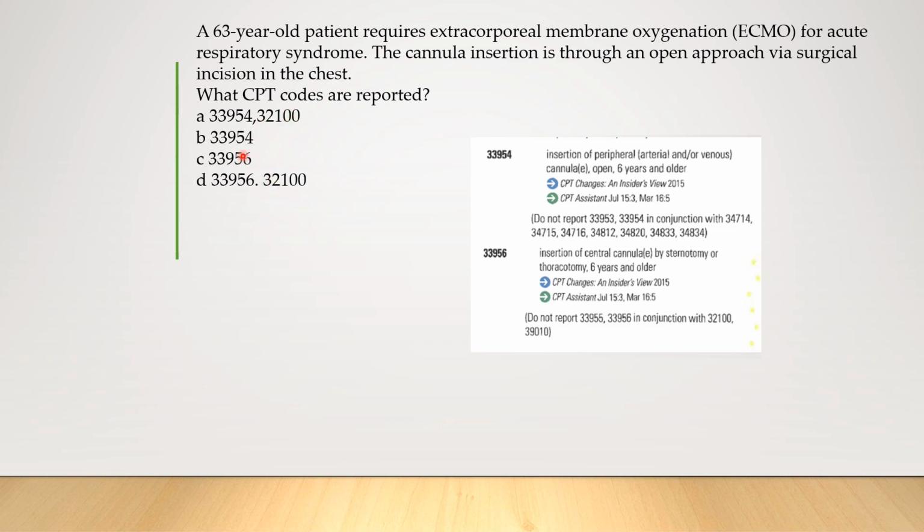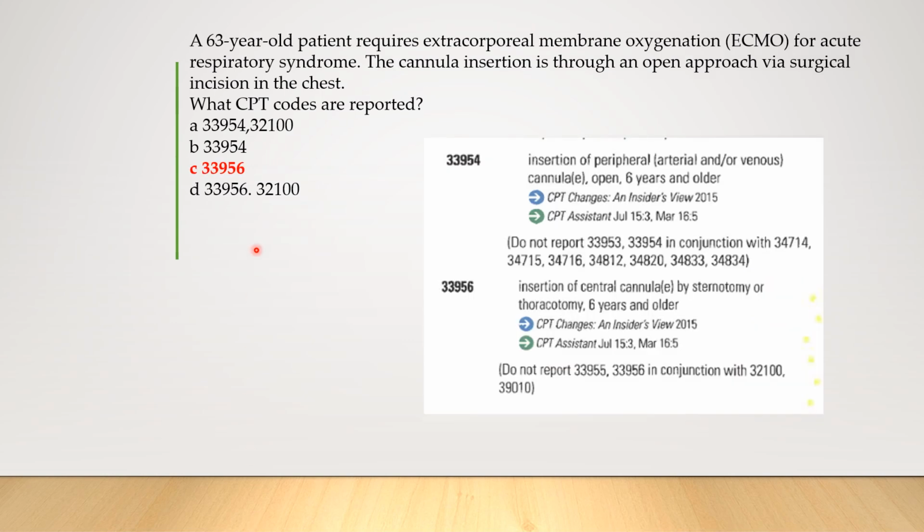Now, 33954 is definitely the series for the peripheral cannula. Our cannula insertion is through an open approach, and it's a central cannula because it is via surgical incision in the chest, and the age of the patient is 63 years. So we will take down the code 33956, and let us see what this 32100 code is. So yes, the correct answer is 33956, and if you see the code, it is the insertion of the central cannula by sternotomy or thoracotomy.